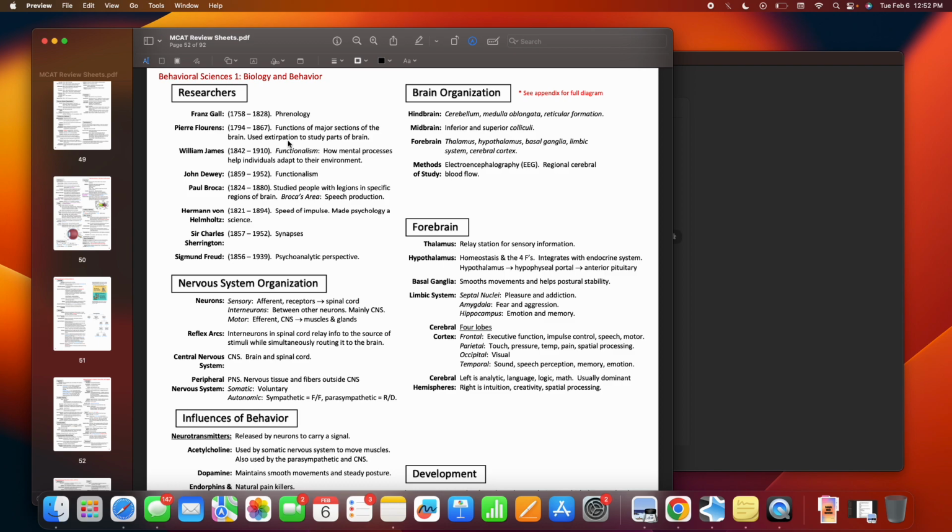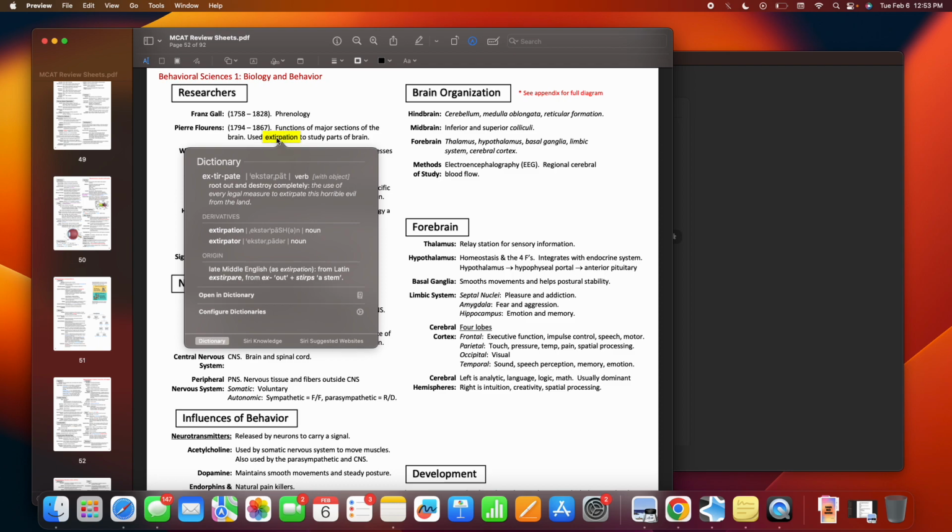So he used extirpation to study parts of the brain. Extirpate means rooting out and destroying completely. So he demolished the brain in order to study its parts. The use of every legal measure to extirpate the horrible evil from the land.